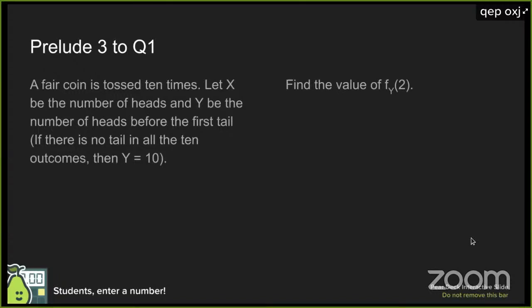I have a small question here. If some event is not possible, like f(x,y) at (0, 2), that means the total number of heads equals 0, and the total number of heads before the first tail is 2. Is it not possible? No, it's not possible. So it is 0. Okay, sir.